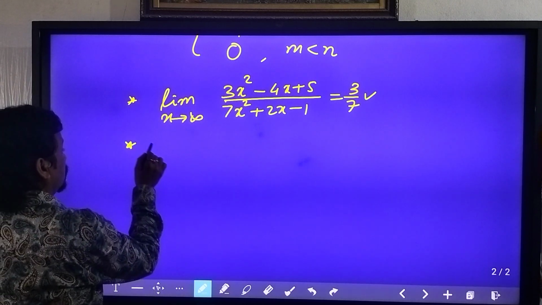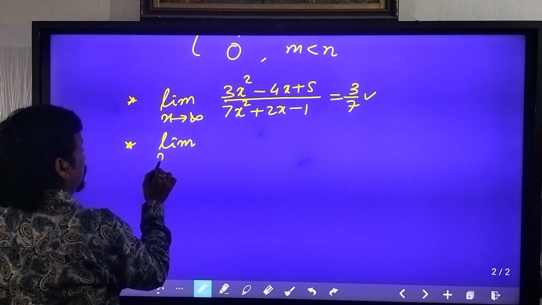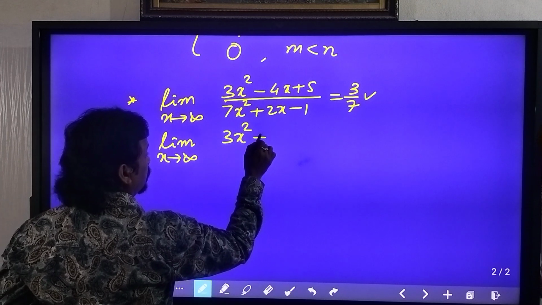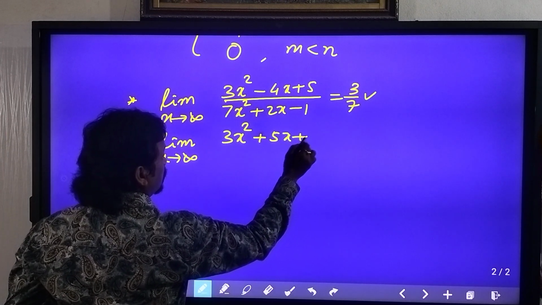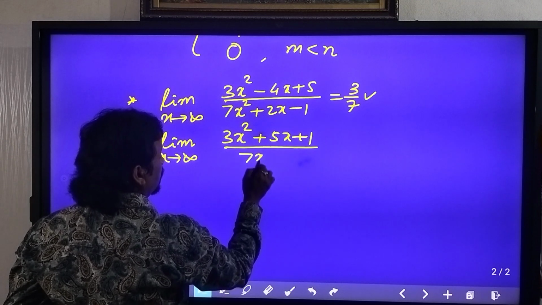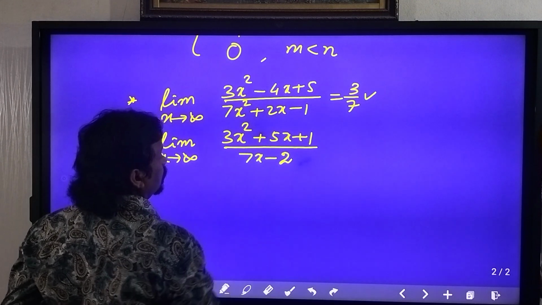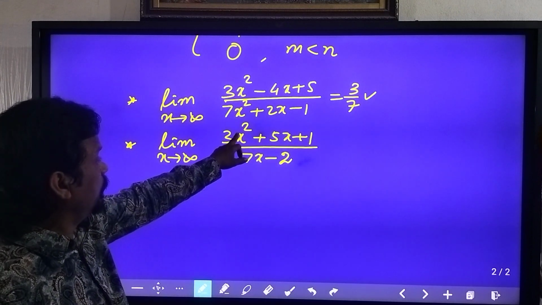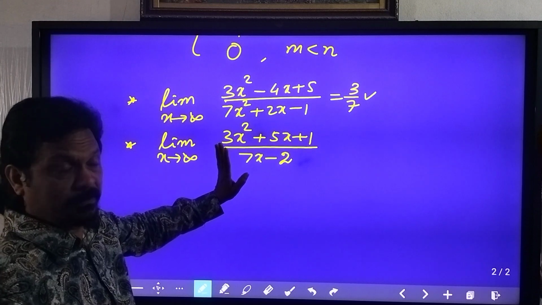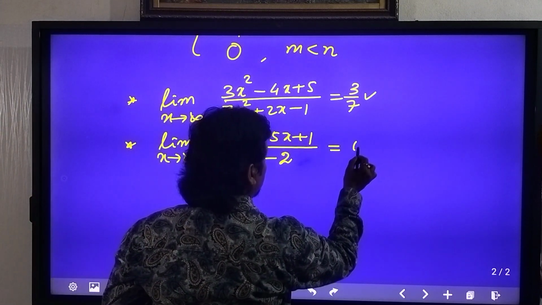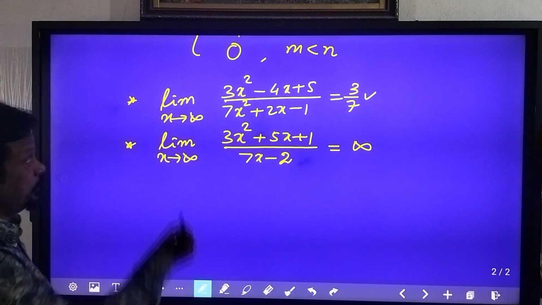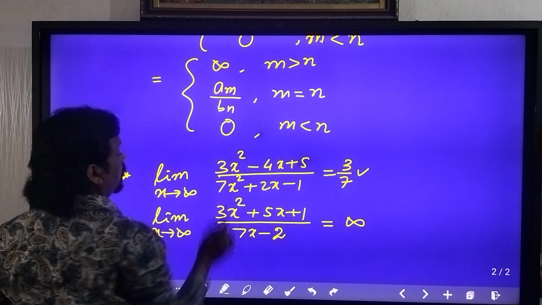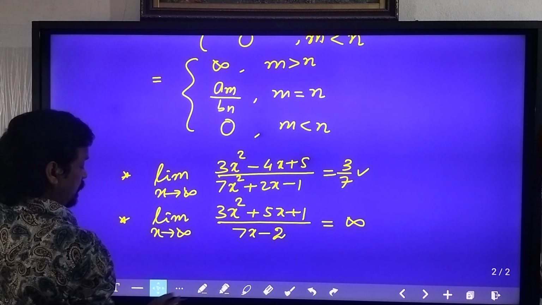See here, another question. Limit x tends to infinity, 3x square plus 5x plus 1 divided by 7x minus 2. Here the degree of the numerator is more than that of the denominator. The degree of the numerator is 2 and the degree of the denominator is 1. So in this case, the answer will be equal to infinity, as I have derived. If m is greater than n, the answer will be infinity.